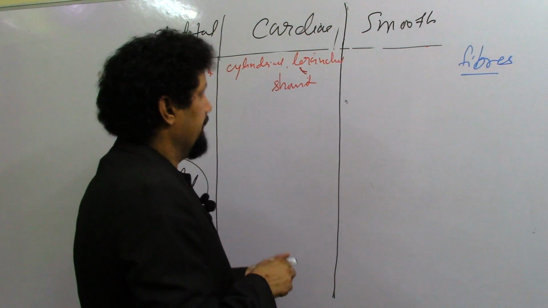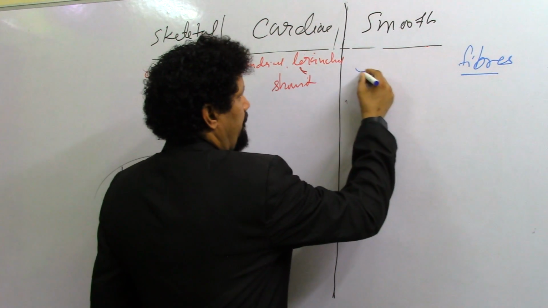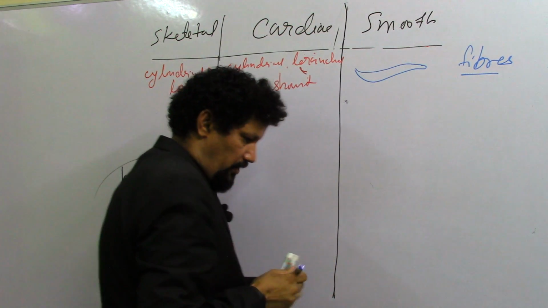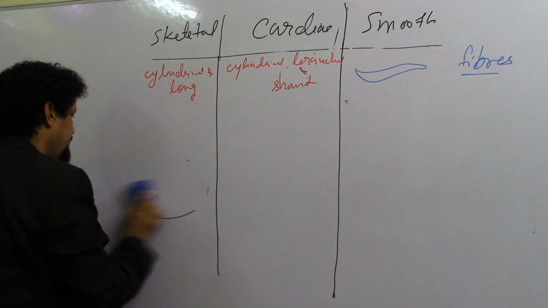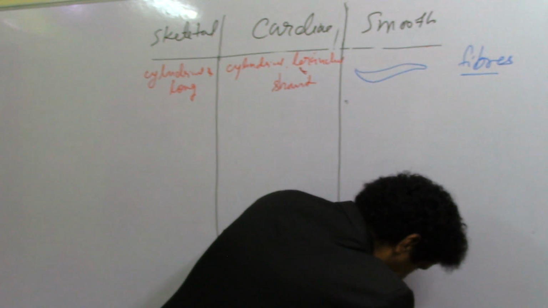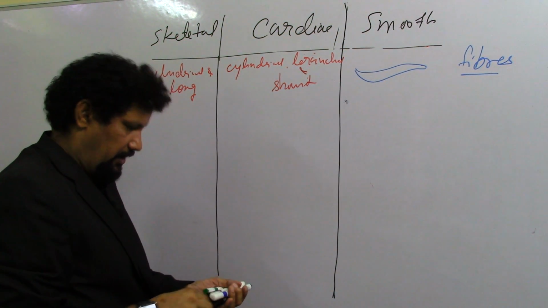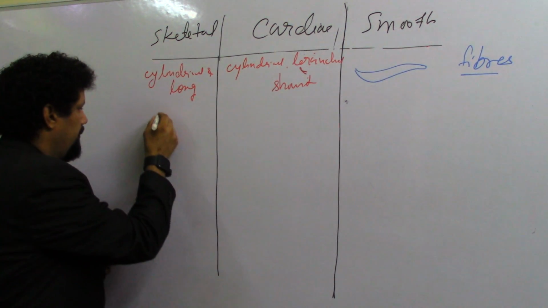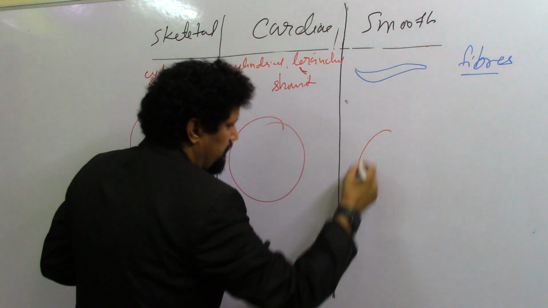The fibers in the smooth muscles are spindle shaped like this. So I will explain the arrangement of fibers in all three types to make this concept more clear. When you see in microscope, if you are a medical professional, you can see the section of all three types of muscles.